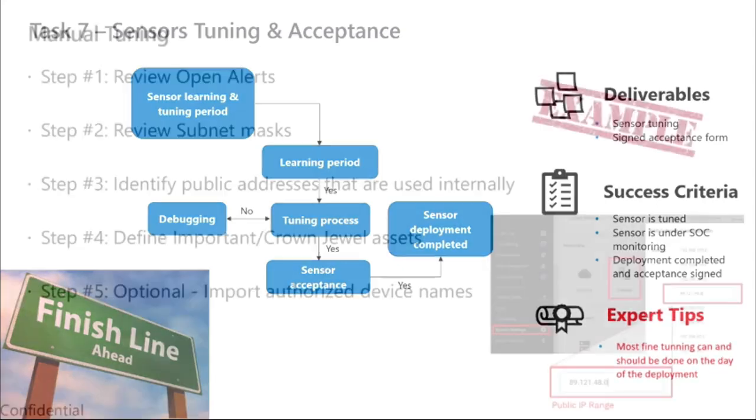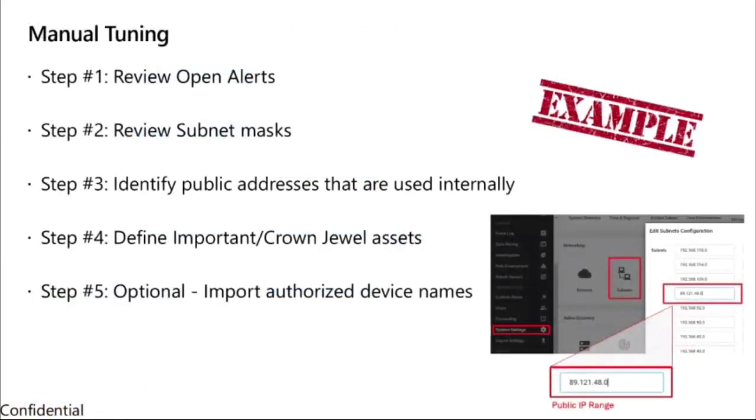Now, let's review some of the tuning paths that are taking place. So we will look at open alerts. What kind of alerts are being reported to our system? Which ones of them are relevant and which are not? Let's review what subnets are relevant, and let's add them proactively onto our system. Identify what public addresses are used internally.